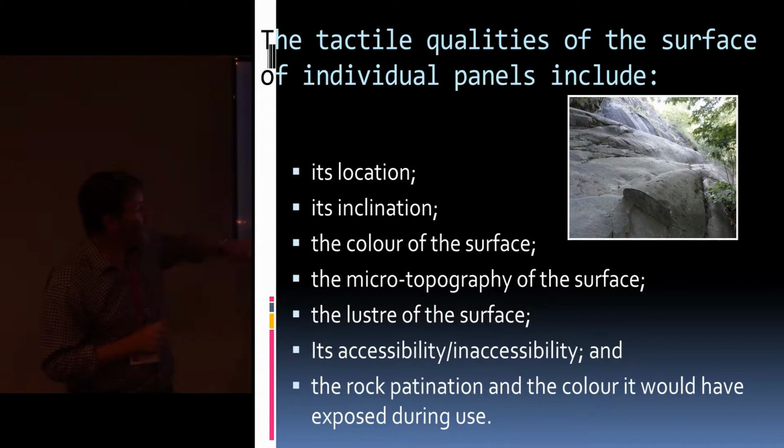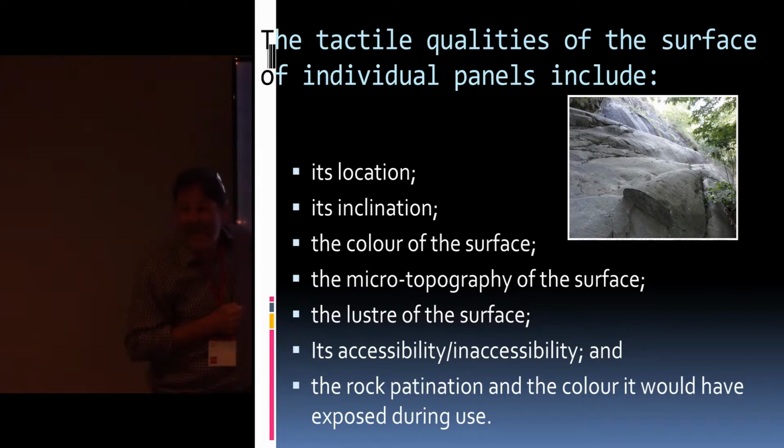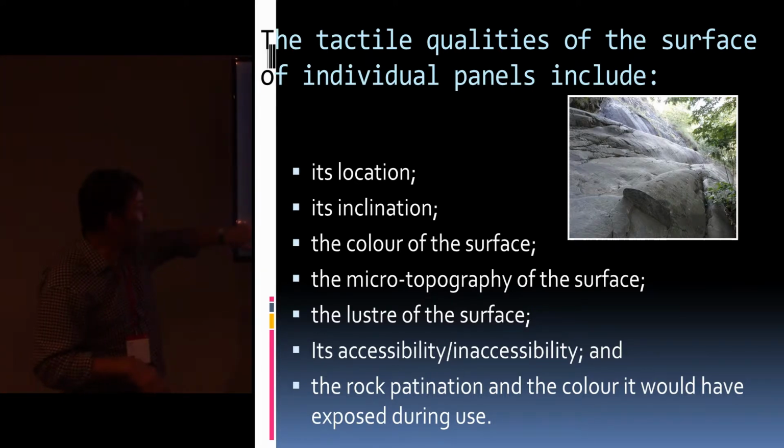The lustre of the surface, so the tangible feel of it, I think is important. Remember, it's a glacial valley, so it's been polished smooth by the glaciers, so it's a very, very tactile surface to touch. It's accessibility and inaccessibility, and I will go on the point of inaccessibility, as probably Kate can vouch for that.